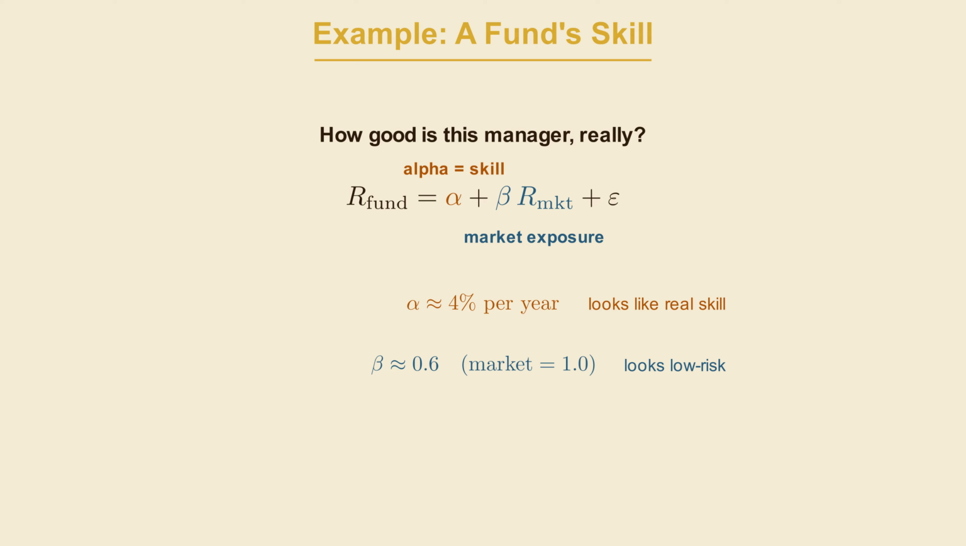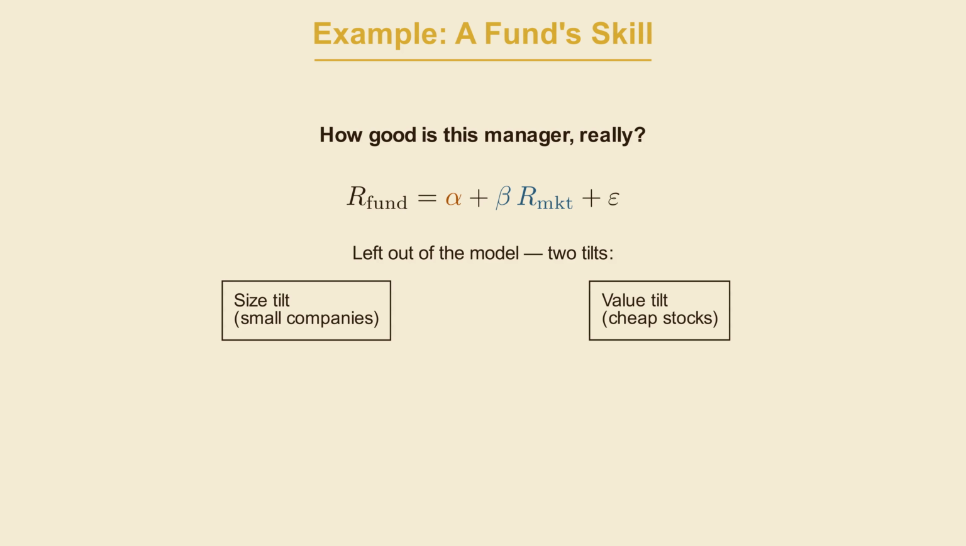But here's what the model can't see. Exposure to the broader market isn't the only risk out there. And in fact, the fund was tilted toward two things that the regression leaves out. It tended to hold a lot of smaller companies, and it tended to hold a lot of cheaper value-priced stocks. So why does this matter? Well, there are two things that are true about these tilts over this period.